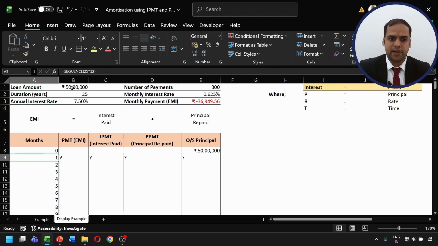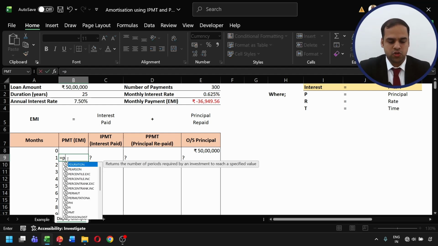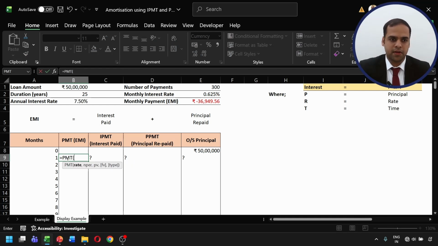Now to calculate the PMT function. So we have basically calculated the PMT function here, but for the sake of simplicity and for the understanding of this amortization table, we will also be calculating the PMT function here, or the EMI component here. So we will use equal to PMT.